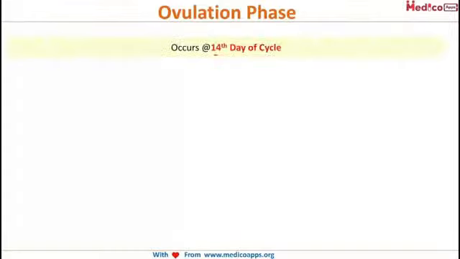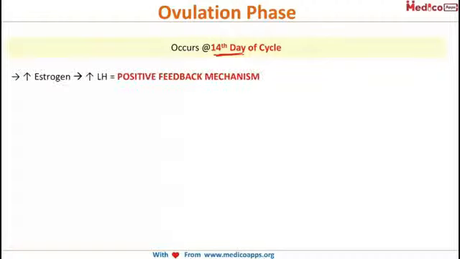Now, let's proceed to the second stage, that is the ovulation phase. We know that it occurs on the 14th day of the cycle. Now, we have just seen that the highest estrogen level is seen just prior to ovulation. So, this high estrogen level causes an increased LH level as well, that is luteinizing hormone. This is nothing but a kind of positive feedback mechanism. So, this high estrogen level results in an increased LH level by the mechanism of positive feedback.